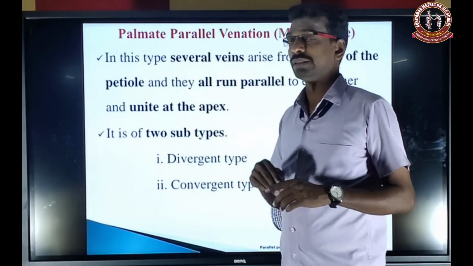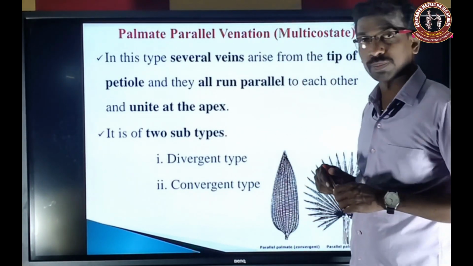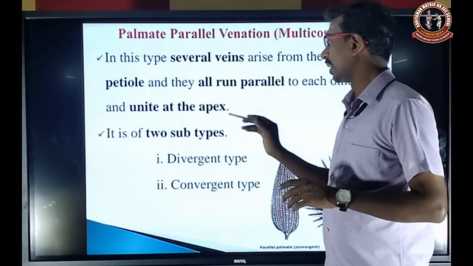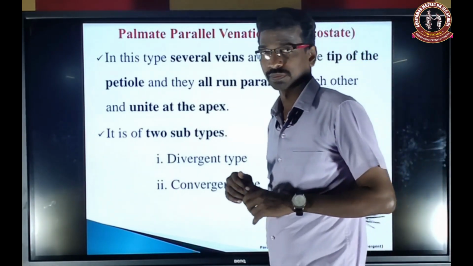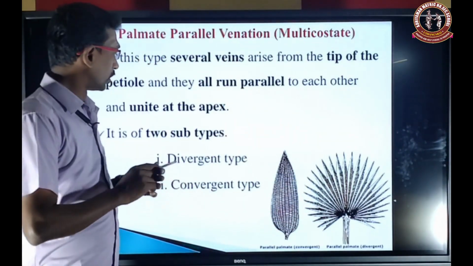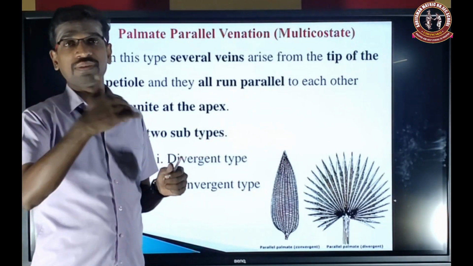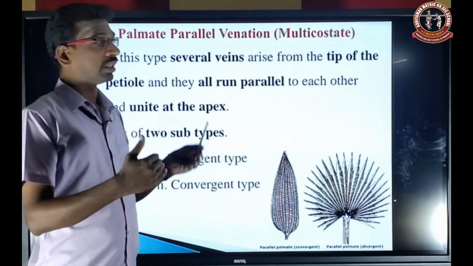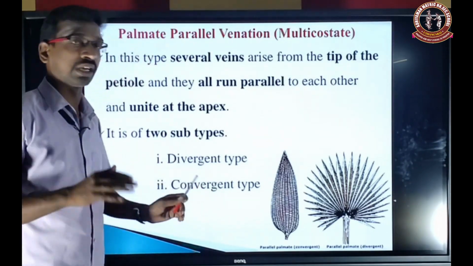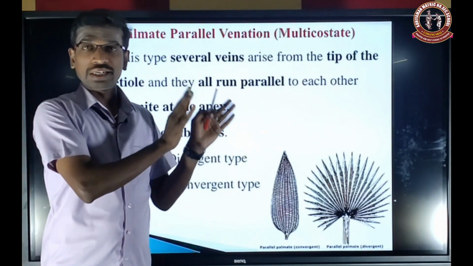Next, palmately. In this type, several veins arise from the tip of the petiole and they all run parallel to each other. It may be innate at the apex, but that's not common. It is further divided like palmately reticulate venation. The palmately parallel venation also has two types, divergent and convergent. The concepts are the same as what we saw in reticulate venation.